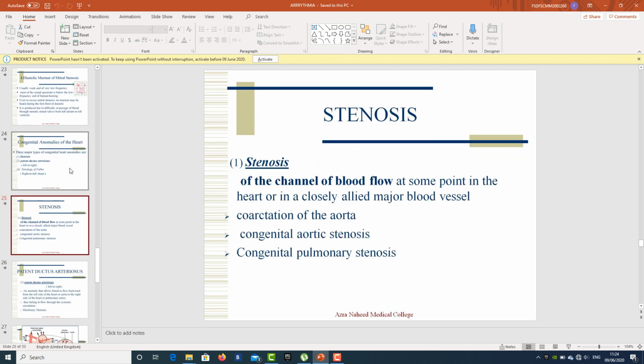Now stenosis. Stenosis of the channel of blood flow at some point in the heart or in a closely allied major blood vessel. They are seen in form of coarctation of aorta. If there is congenital aortic stenosis or there is congenital pulmonary stenosis.